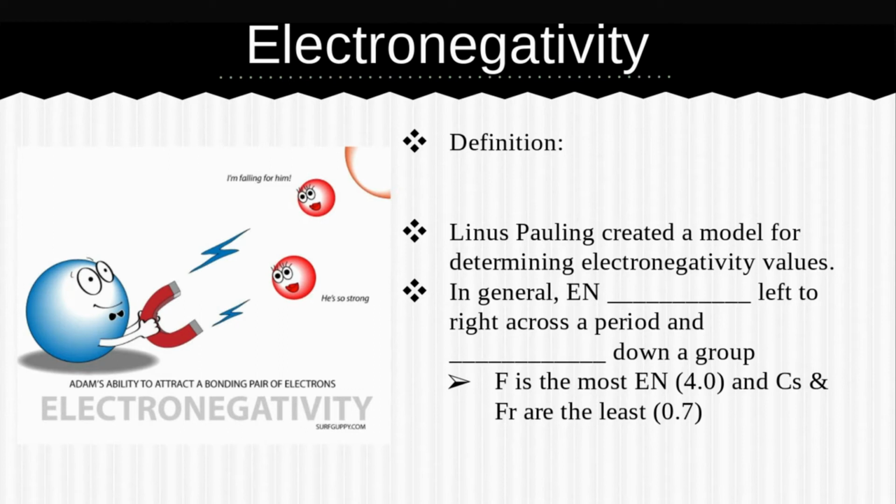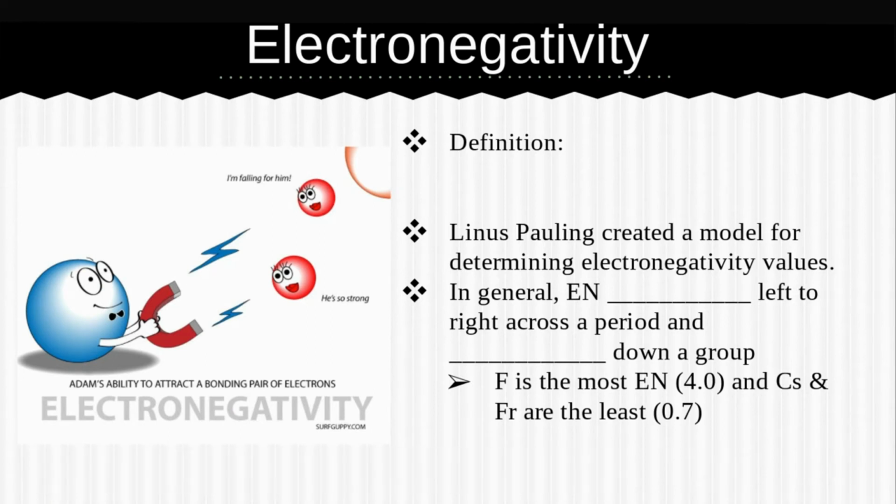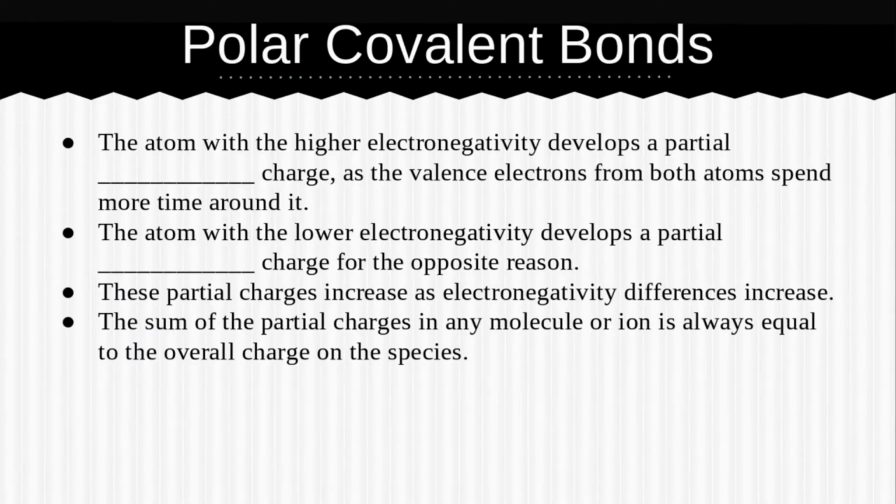So what that means is fluorine is the most electronegative element. Its electronegativity value is about 4.0. And cesium and francium on the opposite side of the periodic table are the least electronegative with a value of about 0.7. So like we said, the atom with the greater electronegativity value will get a slightly negative charge.